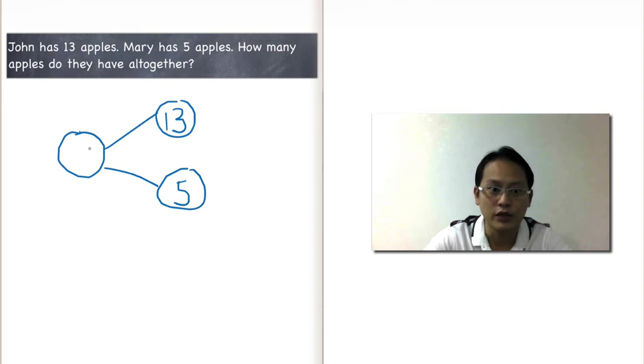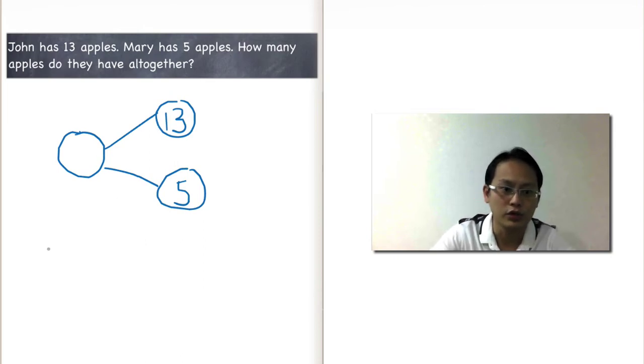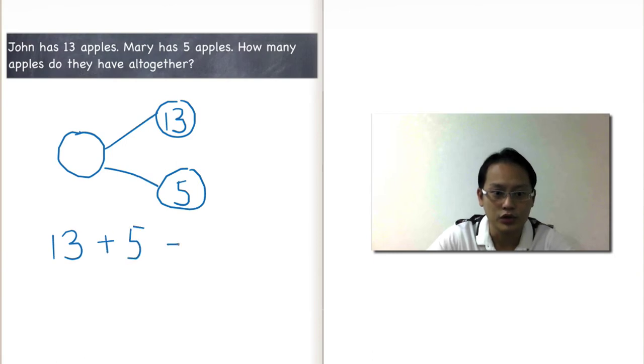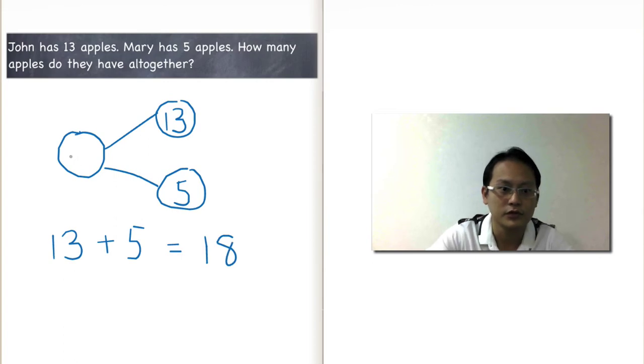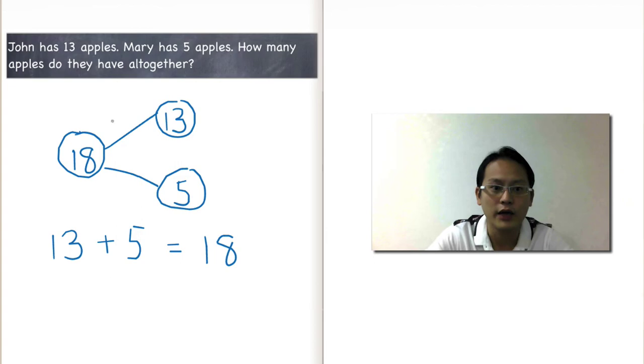In order to find the whole, we need to use the number sentence 13 plus 5, which equals 18. So the answer here is 18. We know that the whole we have is 18, one part is 13, the other part is 5. So we have the part whole concept: 13 plus 5 gives you 18. Okay, let's look at another example.